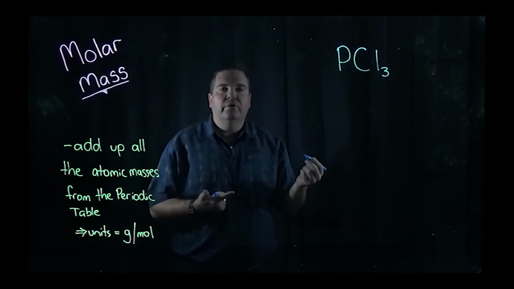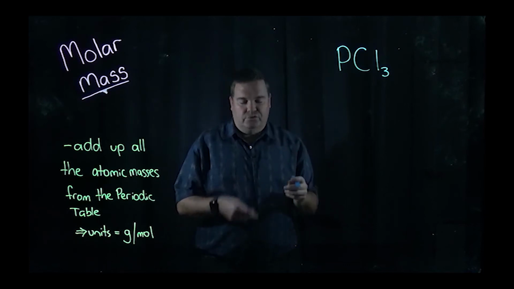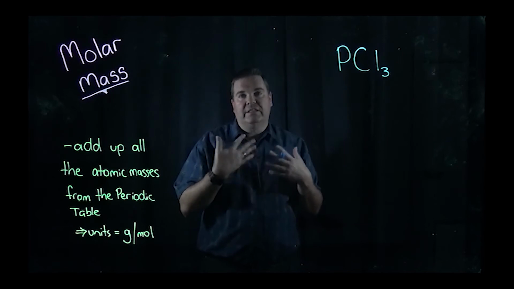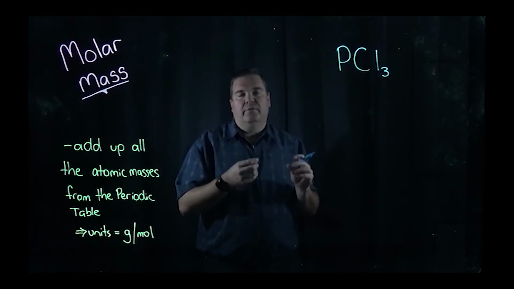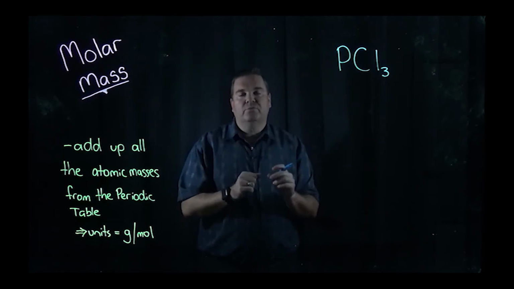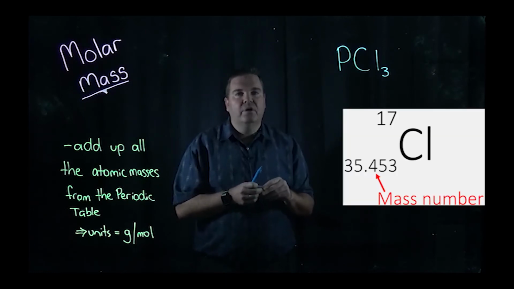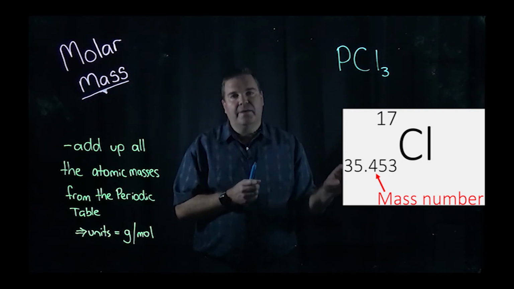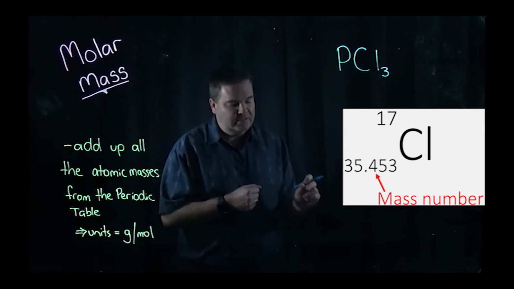If we want to know the molar mass of phosphorus trichloride, you need to look on the periodic table and find the mass number. I'll show it on the screen here. You can see we've got the atomic number and we've got the mass number as well. The mass number is always the bigger of the two, and it's the one with the decimal.